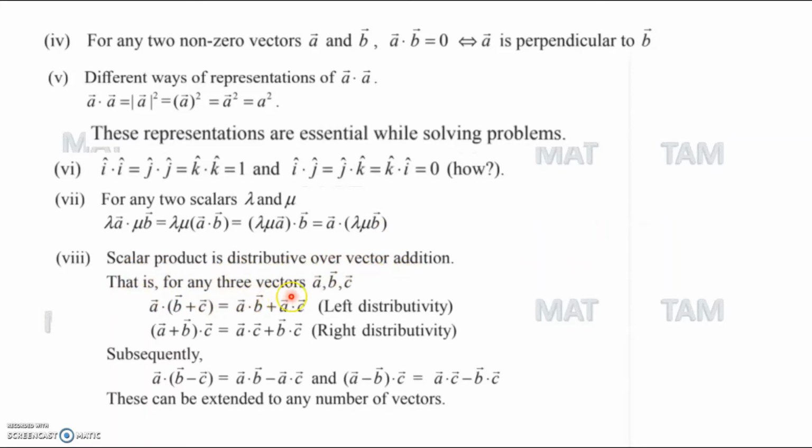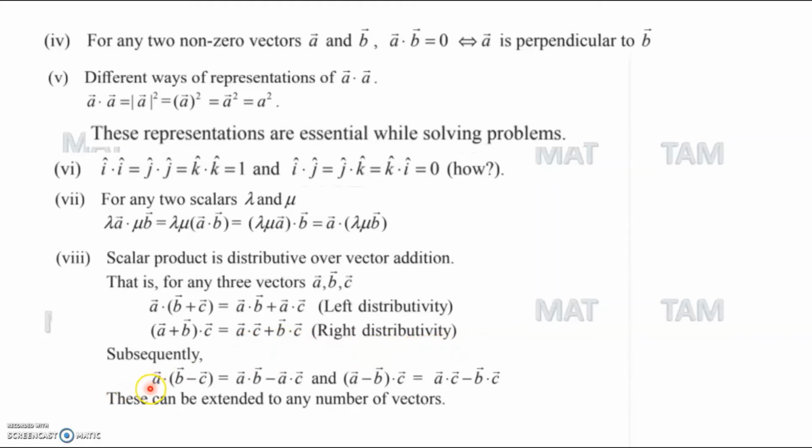That is, for any three vectors a, b and c, we can say that a dot (b + c) is equal to a dot b plus a dot c. So it is left distributive. Similarly, (a + b) dot c can be written as a dot c plus b dot c. So it's also right distributive.